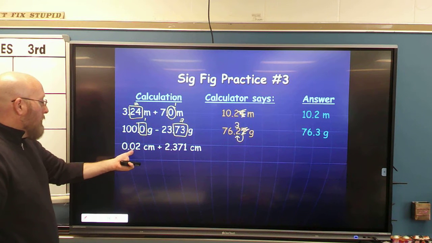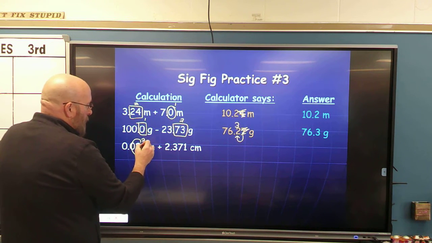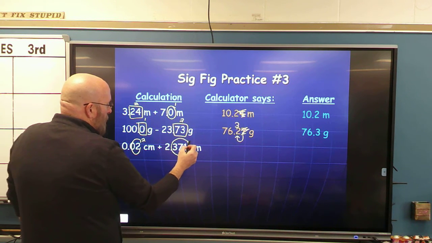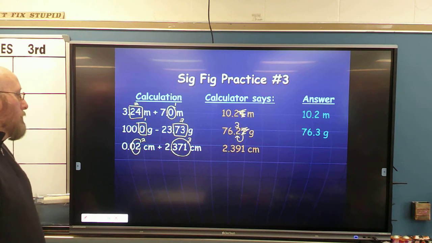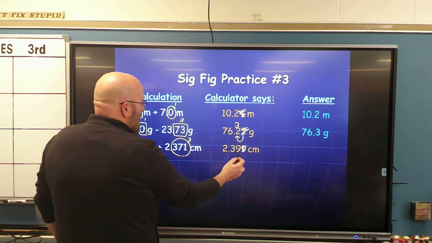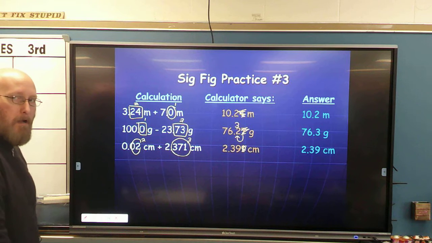Then you got 0.02 centimeters, which by the way has 2 decimal places. 2.371 has 3. Add those together, I get 2.391 centimeters. But my answer can only have 2. So this guy's got to go. And he doesn't affect the 9, so my answer is 2.39. Okay?